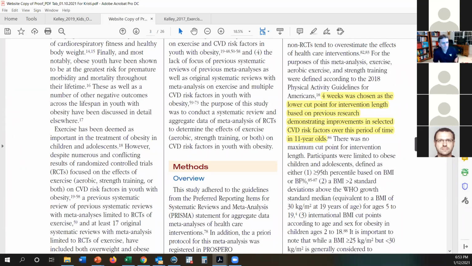Very good. So here's an example that I'm showing you. This is the study that just got accepted for publication that I've mentioned several times, and I'm working on the page proofs that I already sent back. I worked on them Sunday. 4 weeks was chosen as the lower cut point for intervention length based on previous research demonstrating improvements in selected cardiovascular disease risk factors over this period of time in 11-year-olds. And you notice the reference there.